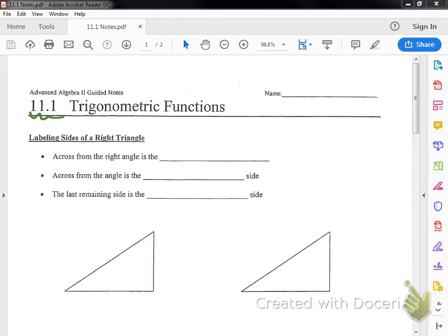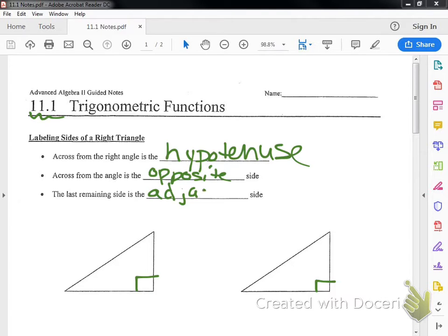All right, so first we have to talk about right triangles in general before we get into the trig stuff. So if you have the right angle right here, the side across from the right angle is what? The hypotenuse, good. And then you're going to be given a specific angle that you're talking about. Across from that angle, we call that side the opposite. And then the side right next to it, or the only remaining side, is called the adjacent side.